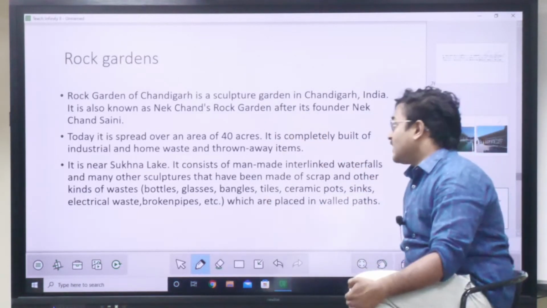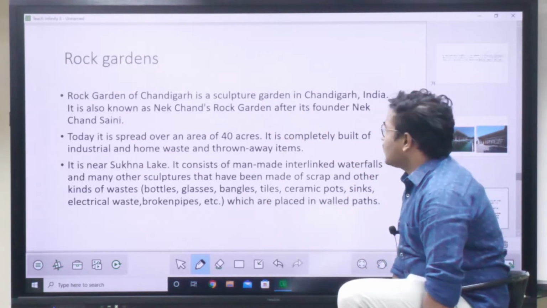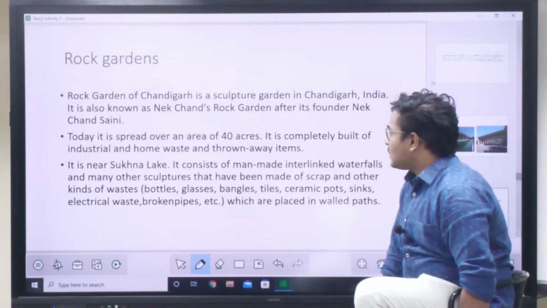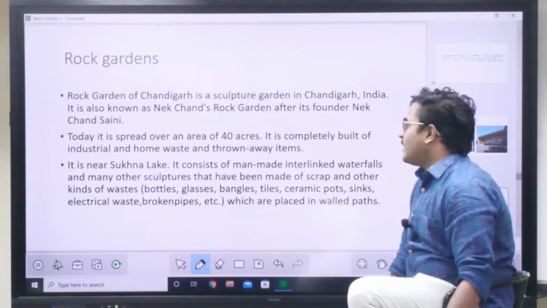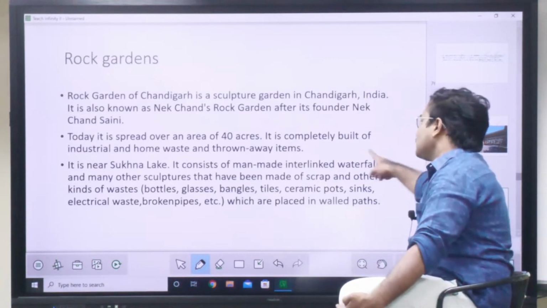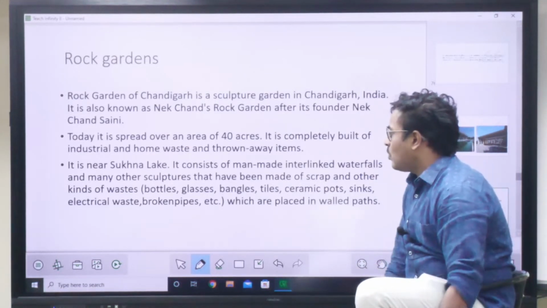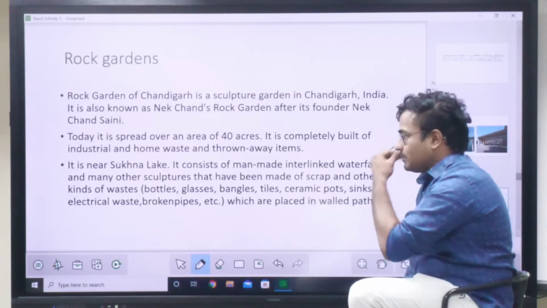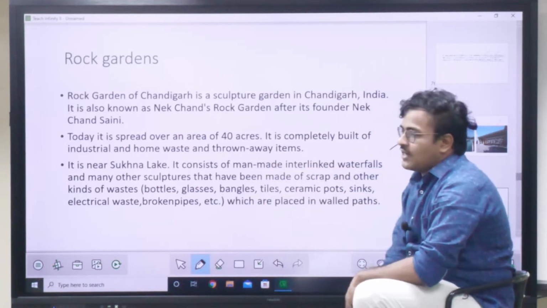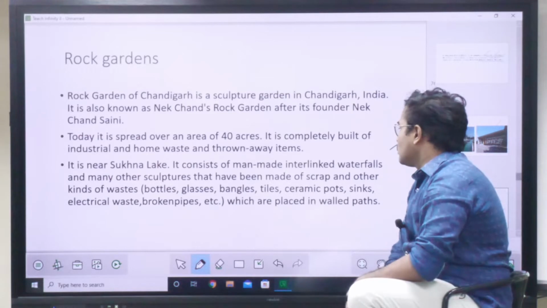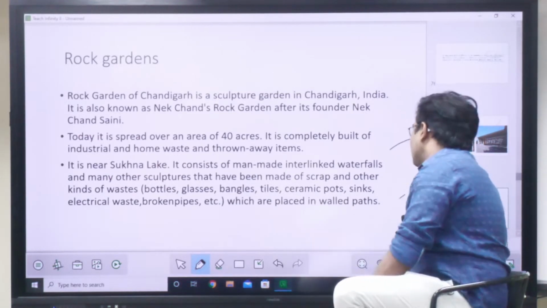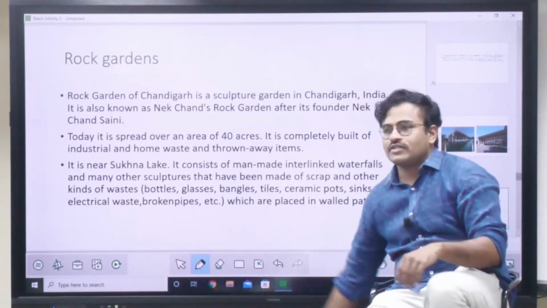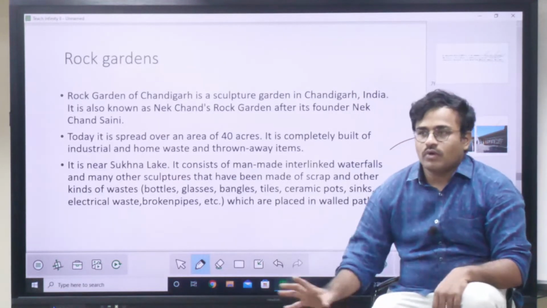Rock Garden of Chandigarh is a sculpture garden in Chandigarh, India. It is also known as Nekchand's Rock Garden after its founder Nekchand Saini. Today it is spread over an area of 40 acres. It is completely built of industrial and home waste and thrown away items. It is near the lake called Sukna Lake, and the other things are common. So this finishes the architectural style.